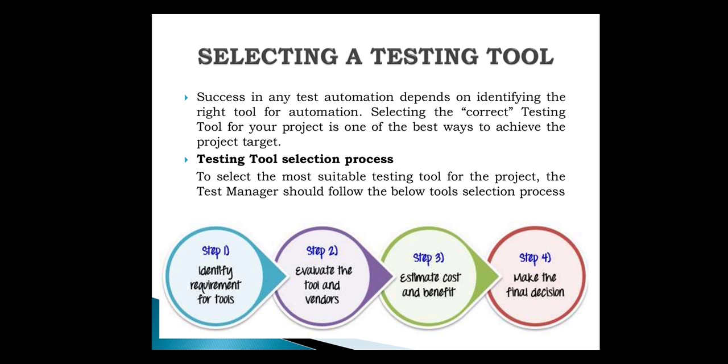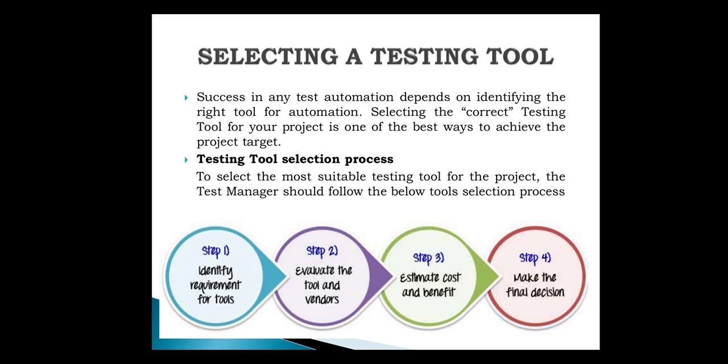So basically success in any test automation depends on identifying the right tool for automation. Selecting the correct testing tool for your project is one of the best ways to achieve the project target. Means you need to identify which tool is better for your application, right? For the tool selection process, to select the most suitable testing tool for the project, the test manager should follow the selection process, right?